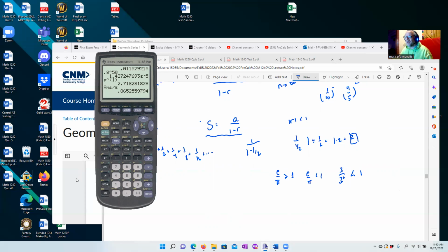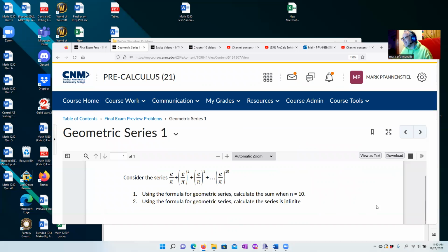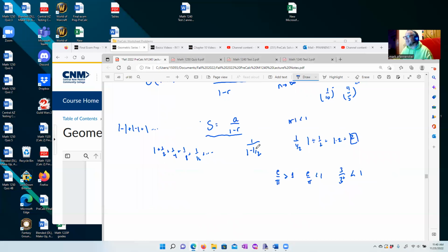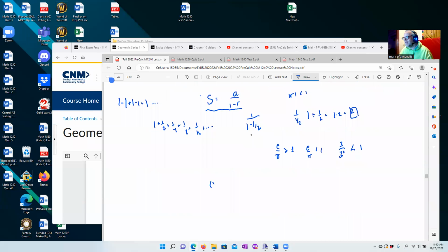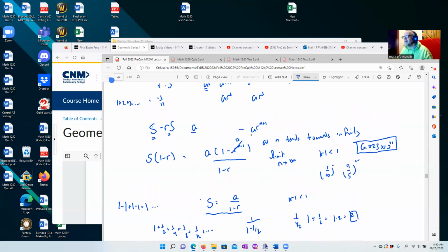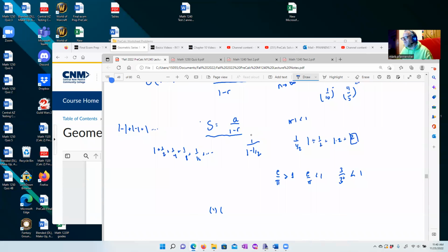So when I ask you, can we calculate this out for when n equals 10? Sure. What I'm looking for you to do is to go through and say, look at this. When n equals 10, all we do is replace the n with a 10. So we're just going to say a is going to be 1. Then we have 1 minus e over pi raised to the 11th power, divided by 1 minus e over pi.